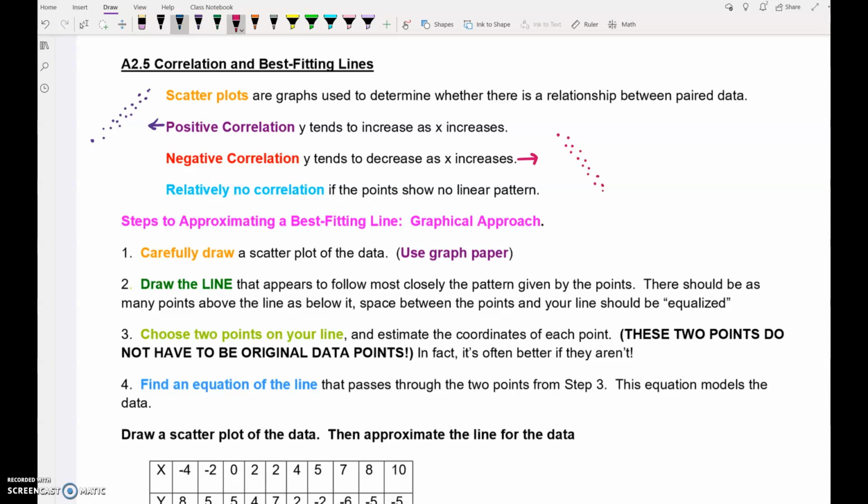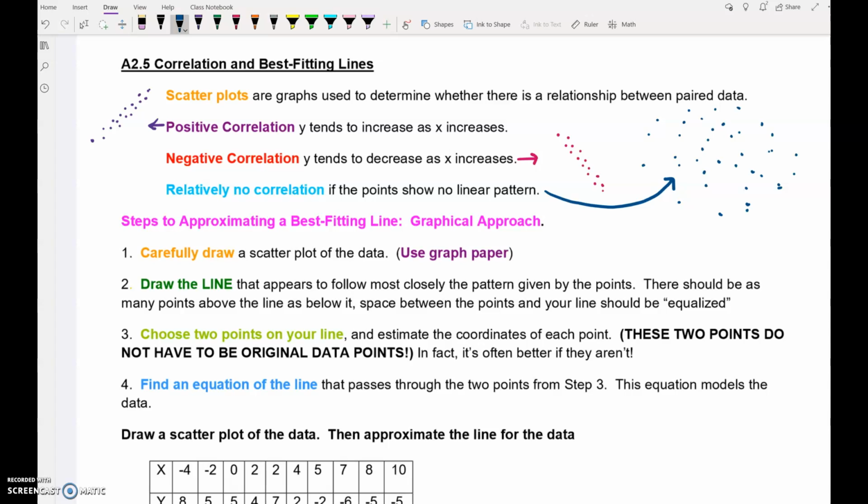Relatively no correlation would be, I'm going to do that right over here. If you looked at a scatter plot and it looked something like that, might not be that extreme, would you put a positive slope line through that mass of blue dots, or would you put a negative slope line through that mass of blue dots? Neither. You couldn't find a line that worked for it. That means that there's no correlation.